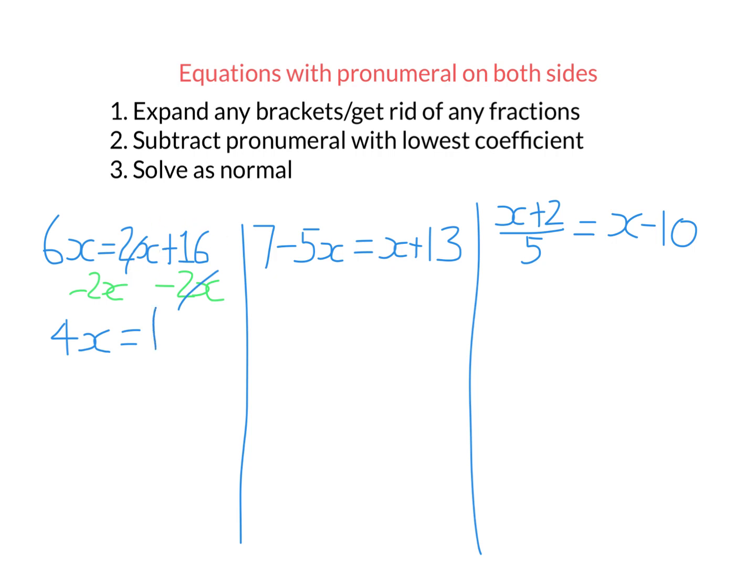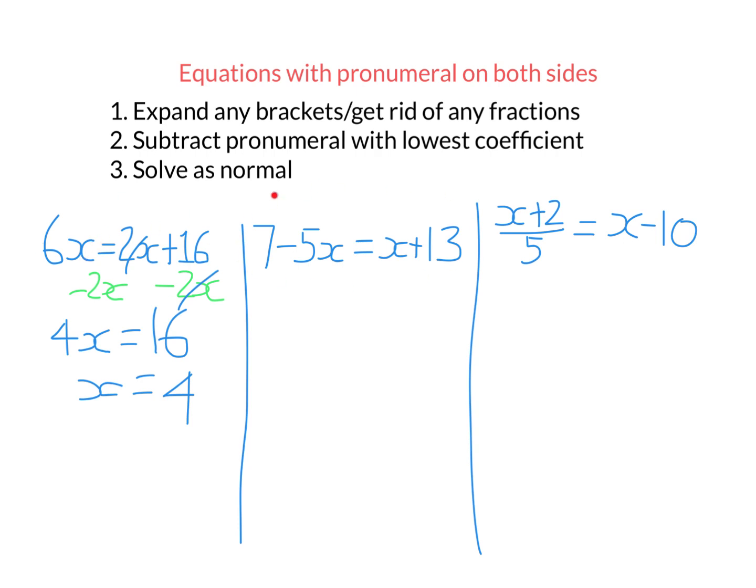Now we're left with an equation in which the x is only in one spot. So 4x equals 16, just divide each side by 4, you get x equals 4. This is the solution, because if you substitute x for 4, you get a true statement. 6 times 4 is 24, 2 times 4 plus 16 is 24. Change x to 4 in this equation, you get a true statement.